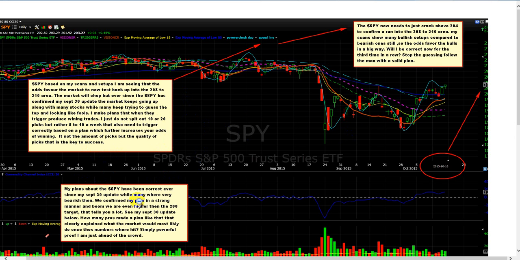I really try to filter out the highest probabilities, and I did this with the SPY. I demonstrated this. I was correct 3 times in a row, so this is powerful proof. I don't need to prove anything to anybody. My followers know this. Now the new people like you are going to be witnessing a lot of new stuff.